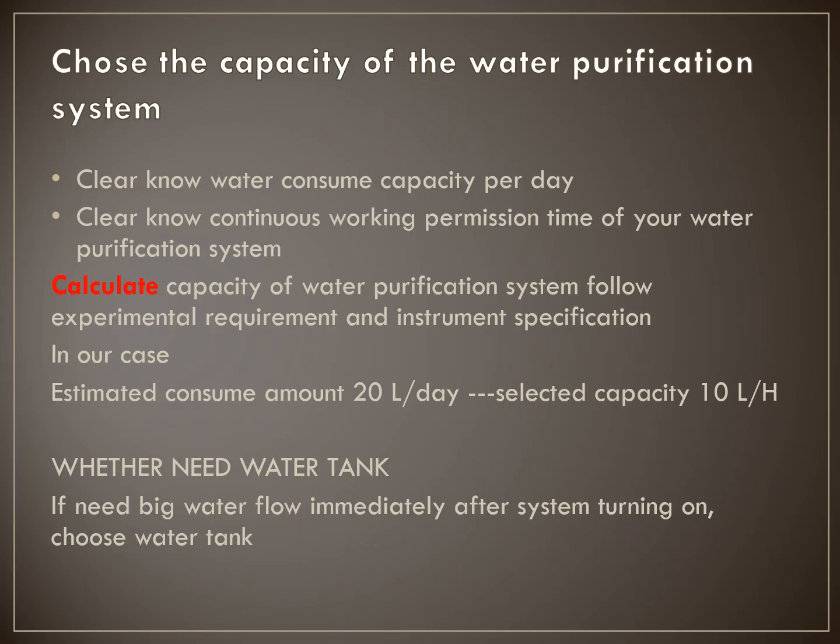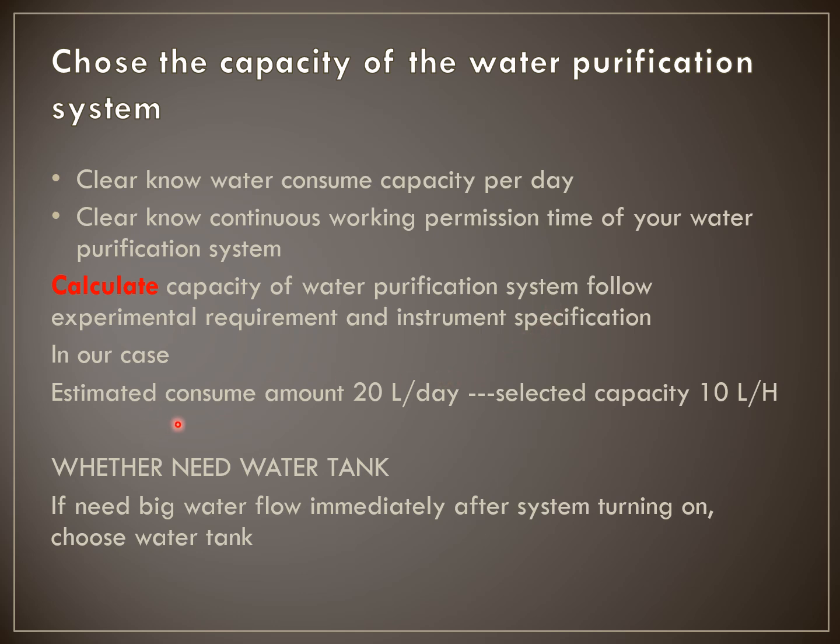Before we choose the system, first we need to clearly know the amount of water consumed in our lab, so we can choose the capacity of the water purification system. Two parameters will be considered. First is the water consumption capacity. Second is the continual working permission of the instrument. Based on these two, we can calculate the capacity of the water purification system. We still follow the most suitable, but not the biggest, to save cost and also avoid wastewater.